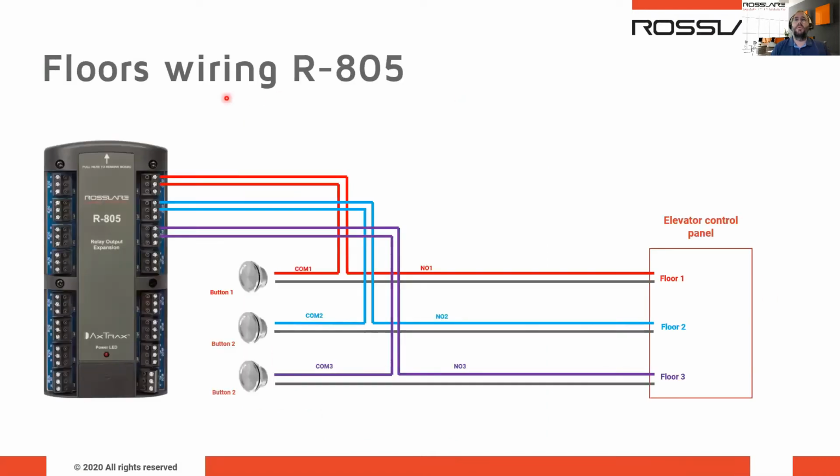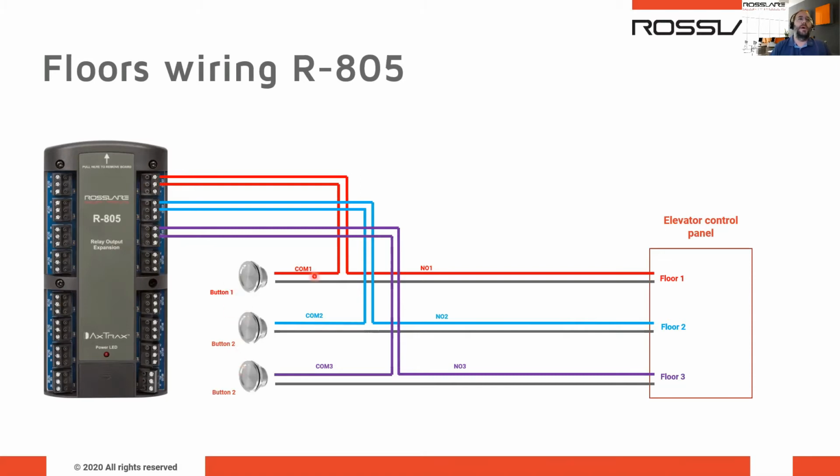Now, how to wire the floor buttons correctly, so we make sure every time a user has access to a floor, the corresponding button will be active. What we are doing here is using the relay, the output of the panel. In this case, I'm displaying the R805. It's a 16 output expansion module for the AC825, and 3 floors. So we have 3 buttons.